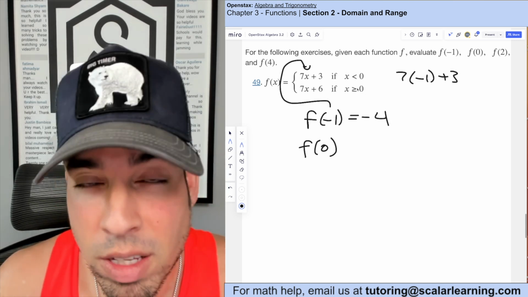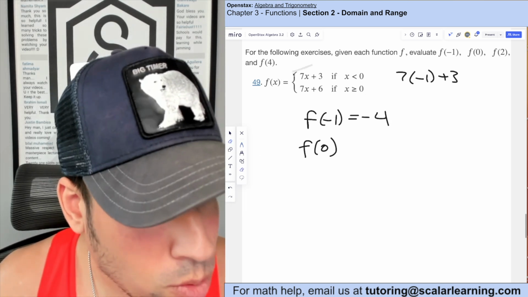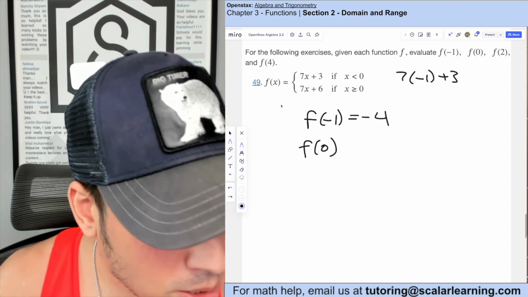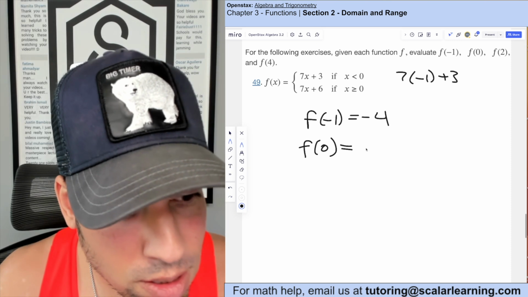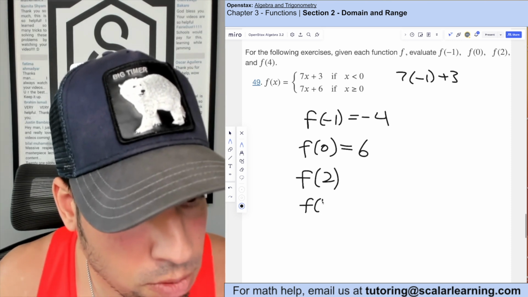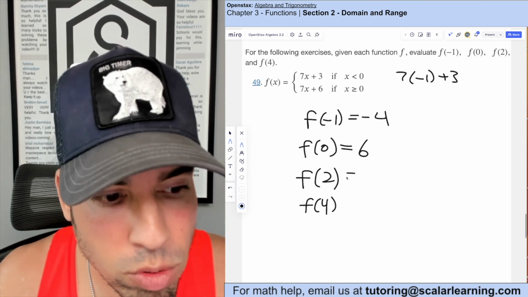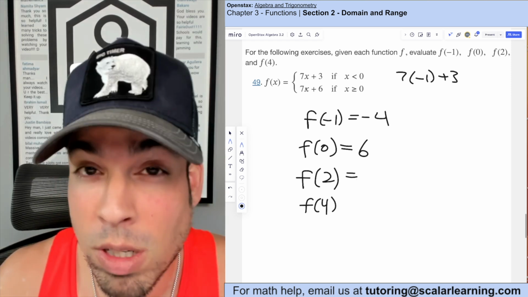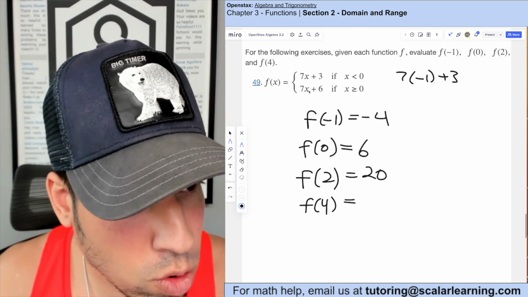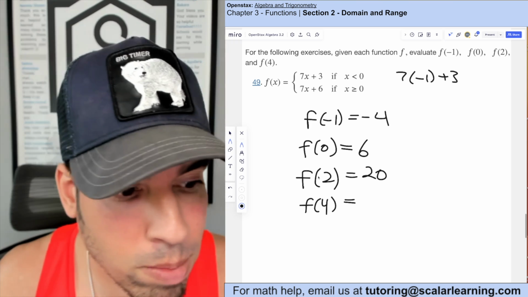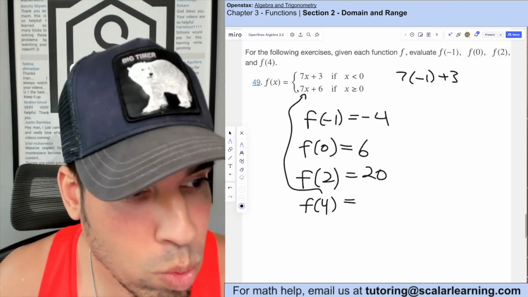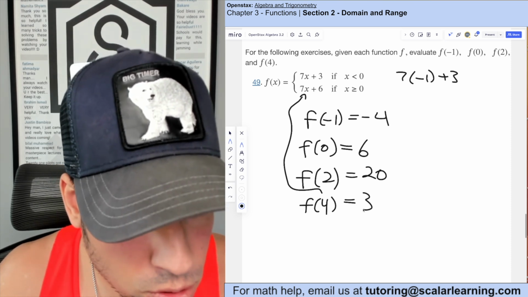What about f of 0? That's again greater than or equal to 0. So now we're talking about the bottom bucket. So plug and chug. 0 times 7 is 0 plus 6 is 6. What about f of 2 and f of 4? These are both going to be greater than or equal to 0. So plug in 2 here. 2 times 7 is 14, plus 6 is 20. And over here, 4 times 7, right? Plugging it in just for x. That's the function notation. 4 times 7 is 28, plus 6 is 34.